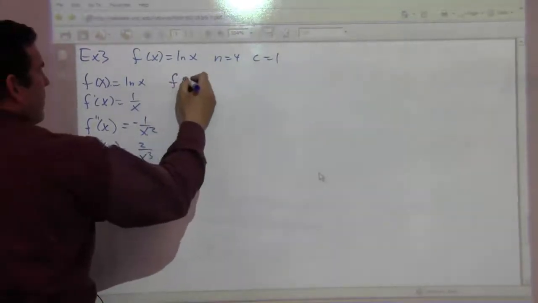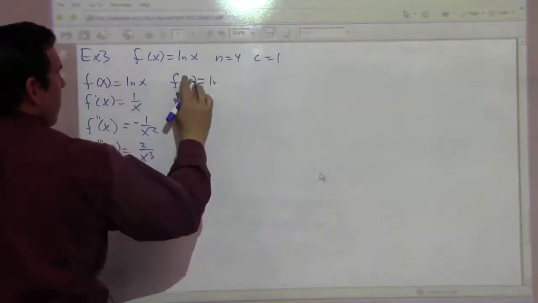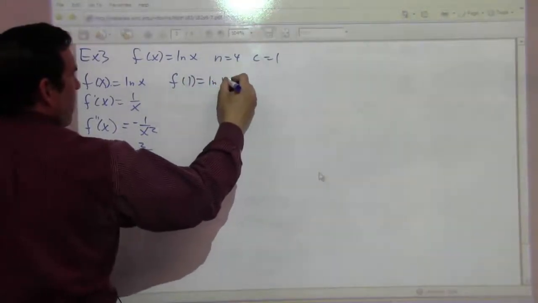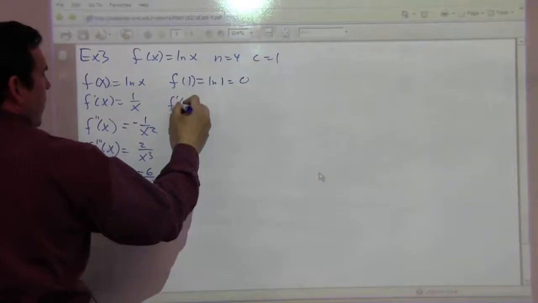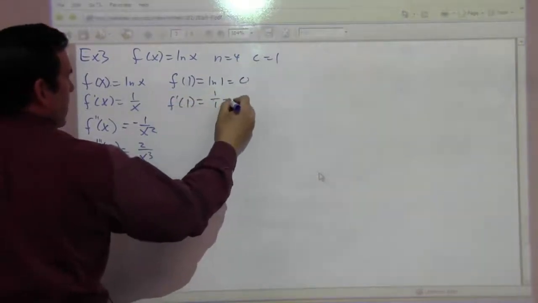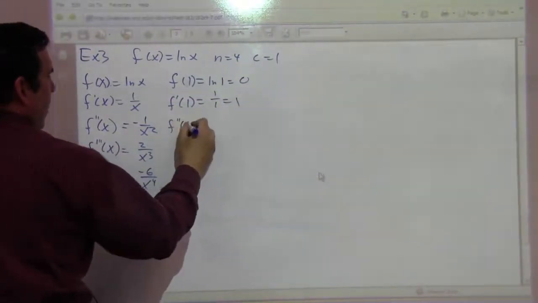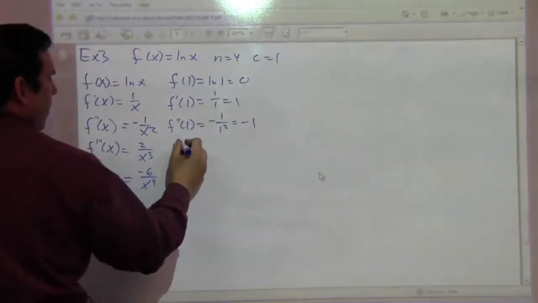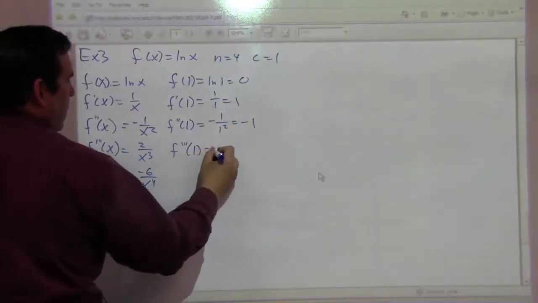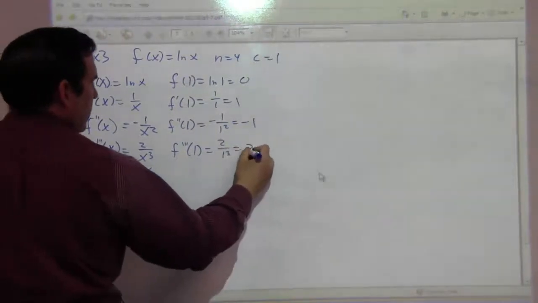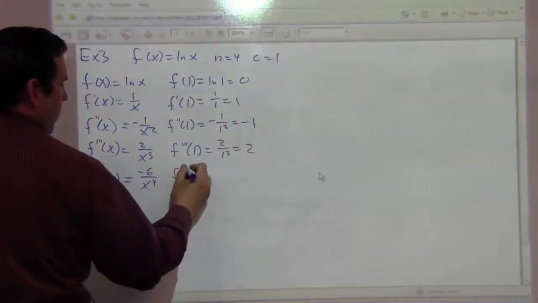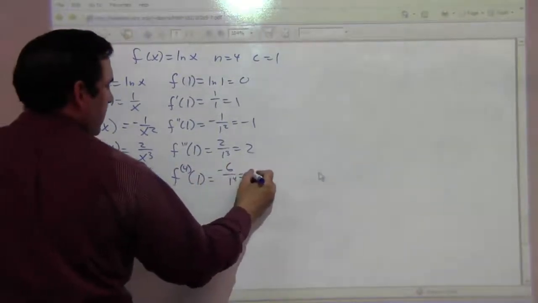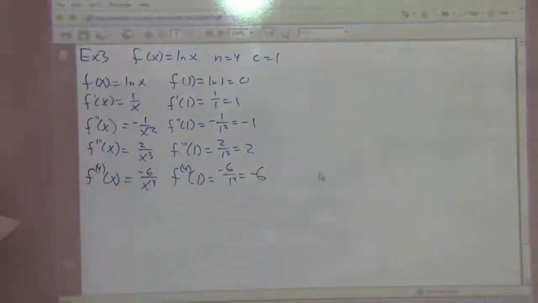So our f of 0 is going to be natural log, no, f of 1 I should say, not 0. f of 1 is going to be natural log of 1, which is 0. f prime of 1 is going to be 1 over 1, which is 1. f double prime of 1 is going to be negative 1 over 1 squared, which is negative 1. f triple prime of 1 is going to be 2 over 1 cubed, which is 2. And the fourth derivative of f at 1 is negative 6 over 1 to the fourth, which is negative 6. Let's put it all together.